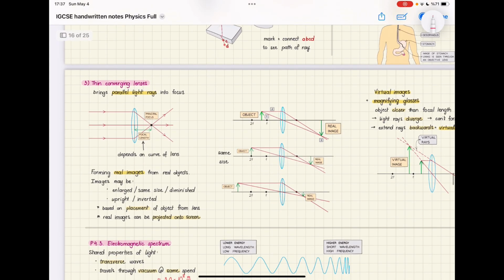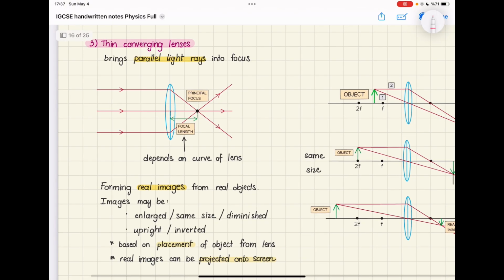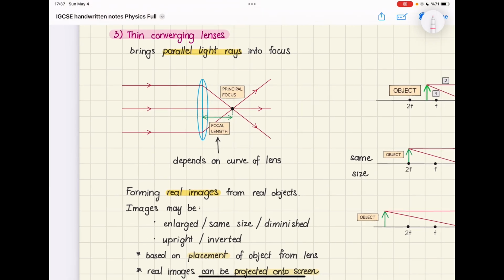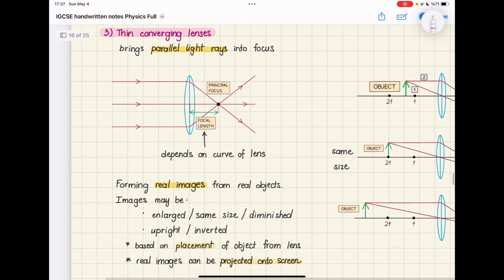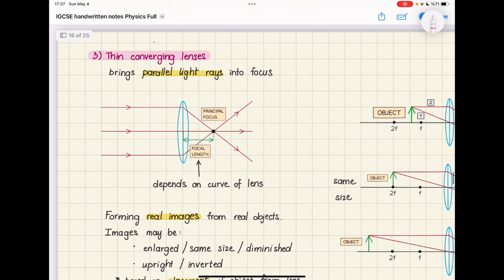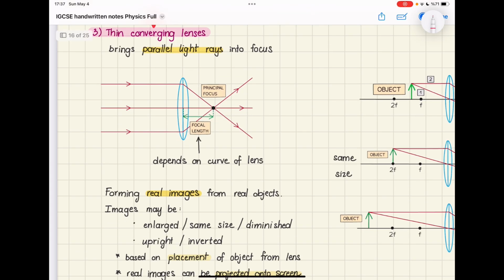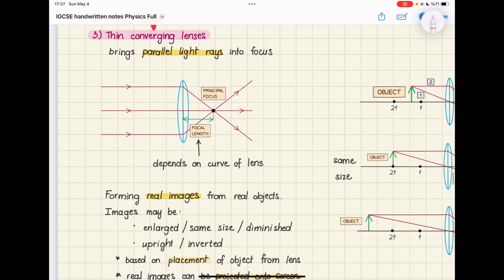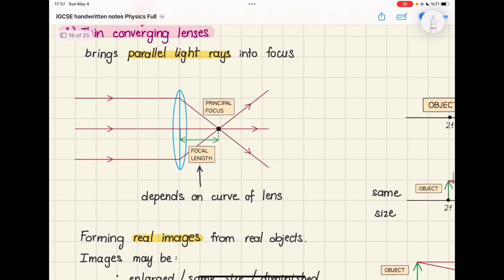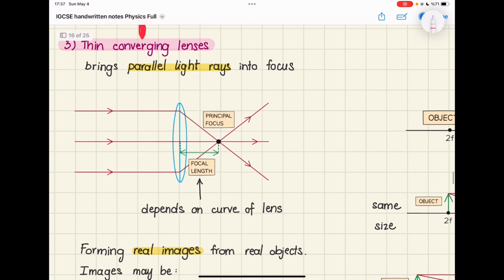Thin converging lenses. So we talked about mirrors a bit, but here we have thin converging lenses. We only talk about converging lenses. Converging means that they look like this, like an almond, in a way. It brings parallel light rays into a focus. This is a feature of converging lenses. So they all go to the focus.